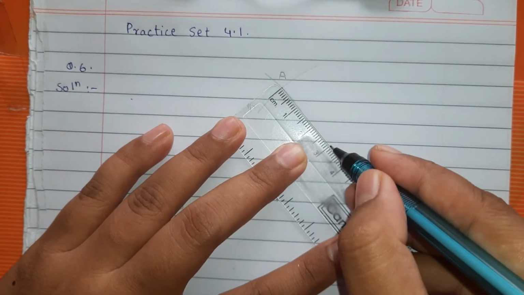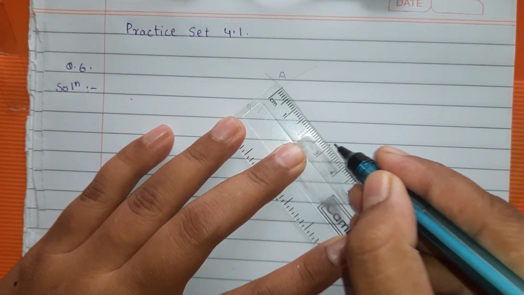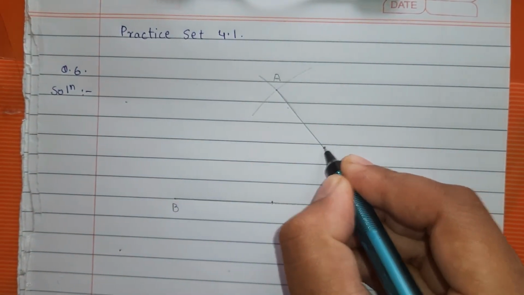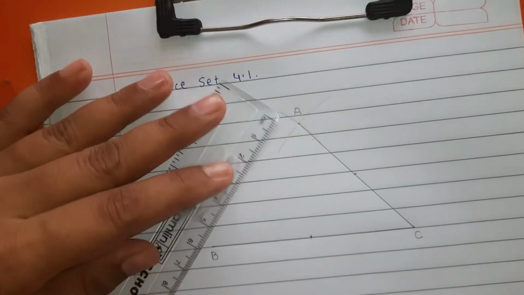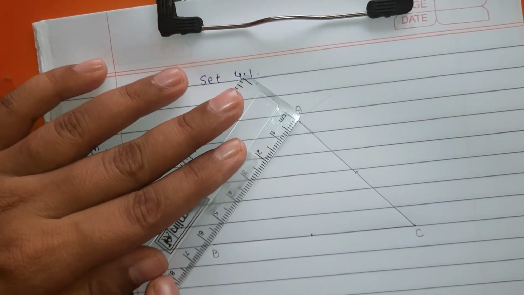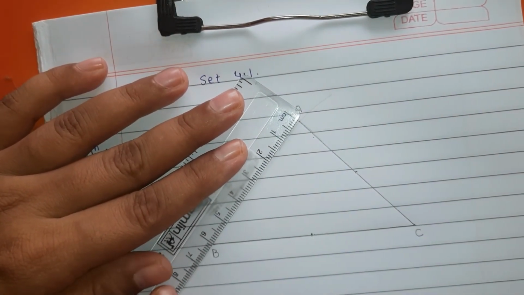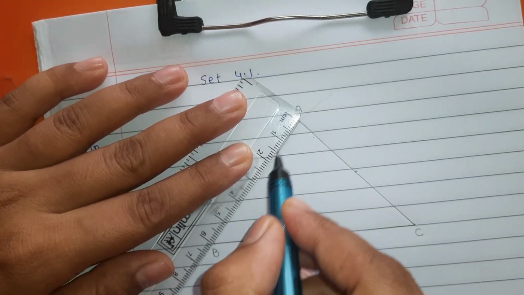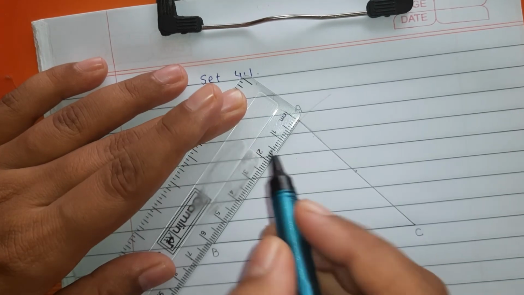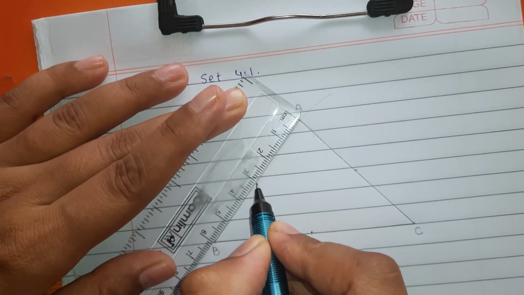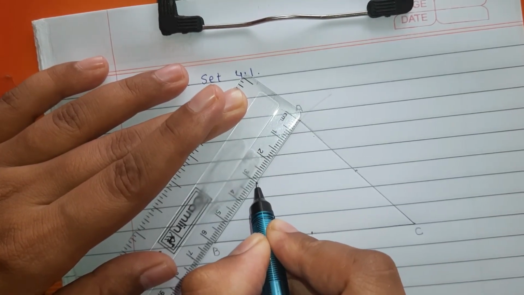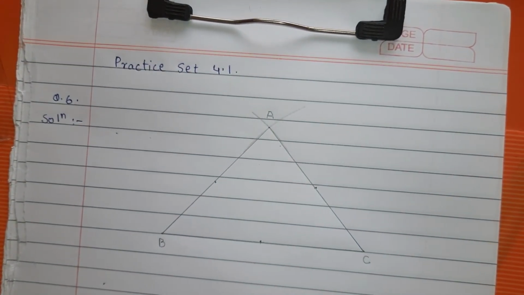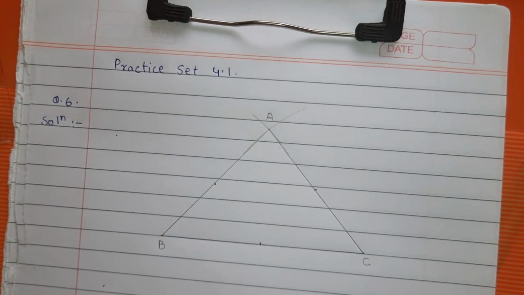See here, AC is 6 centimeter. Immediately mark the midpoint. What is the midpoint of 6? It will be 3 centimeter. So this is the midpoint of AC. Now join AB. You can see here AB is 6 centimeter. Join it and immediately mark the midpoint of 6. What is the midpoint of 6? 3 centimeter.